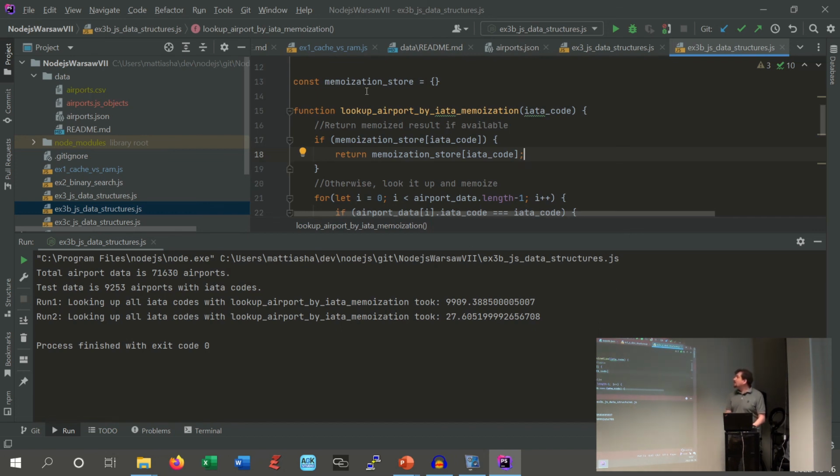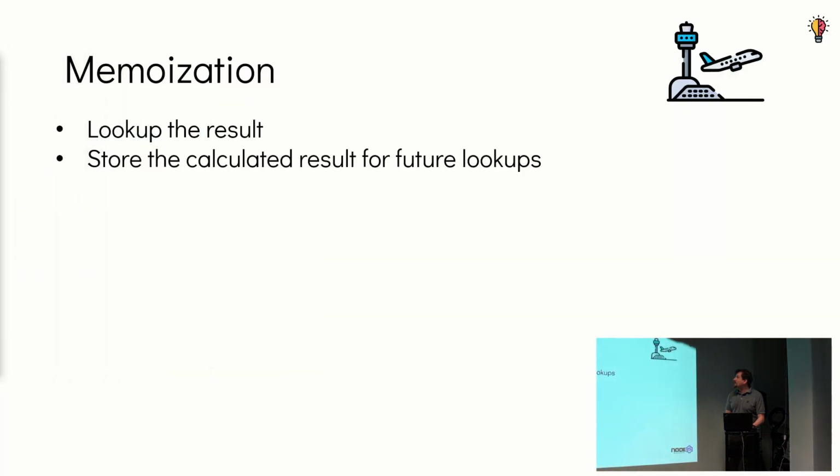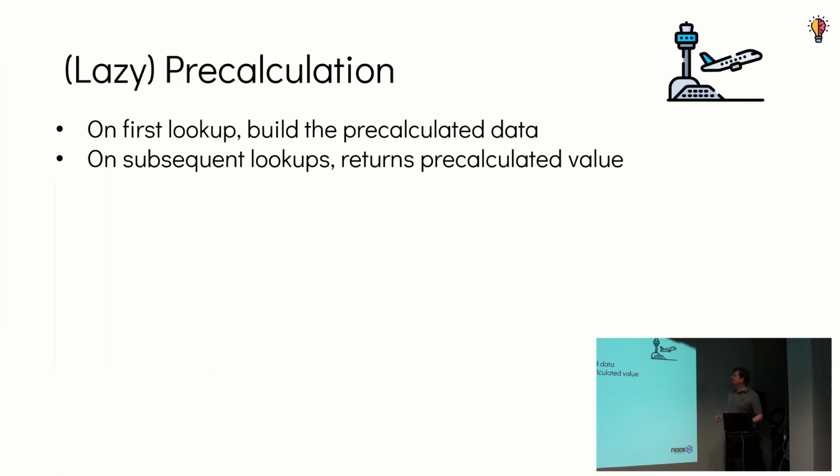Yeah, yeah. So, and we will do the last thing, and then we can do other things. Lazy pre-calculation. So what is this? Okay, so on the first lookup, we build the pre-calculated data. And then on subsequent lookups, of course, we are returning the pre-calculated value. So that means that when, yeah?